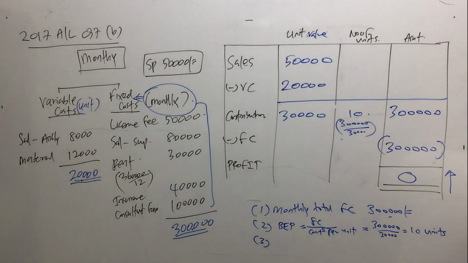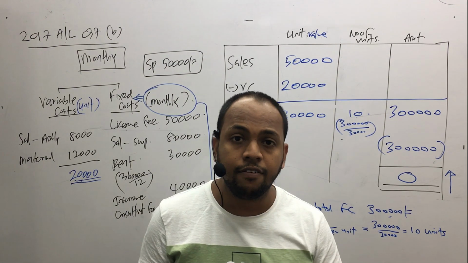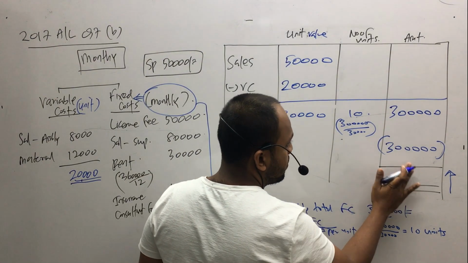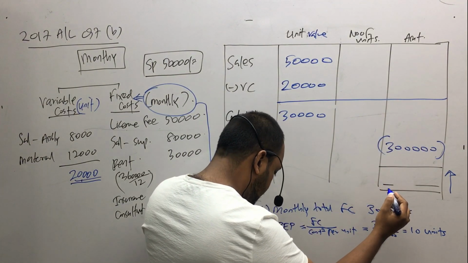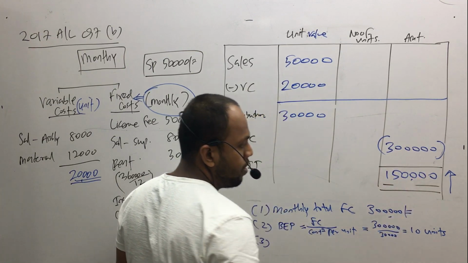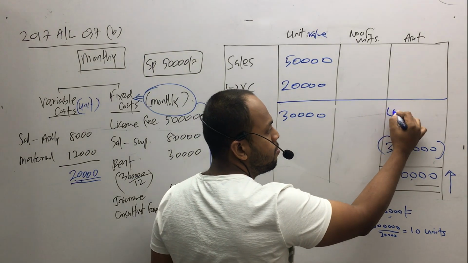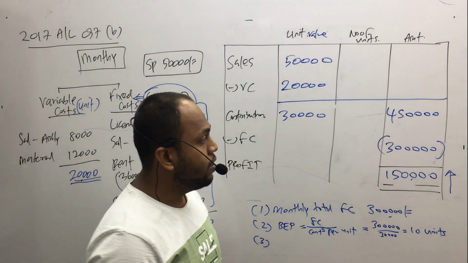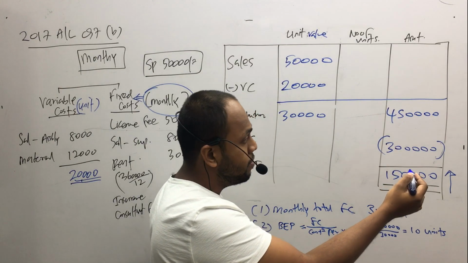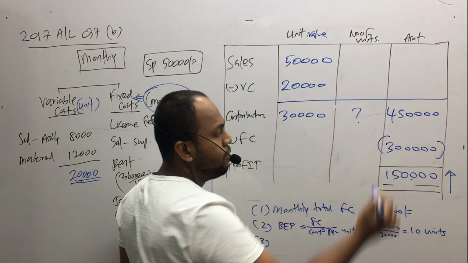Then the next question. Number of computers to be sold monthly to earn a profit of 150,000. Now I need a profit of 150,000. To earn 150,000 profit, I need a total contribution of 450,000, because 450 minus 300 is 150. So with a unit contribution of 30,000, how many units do I need to produce?